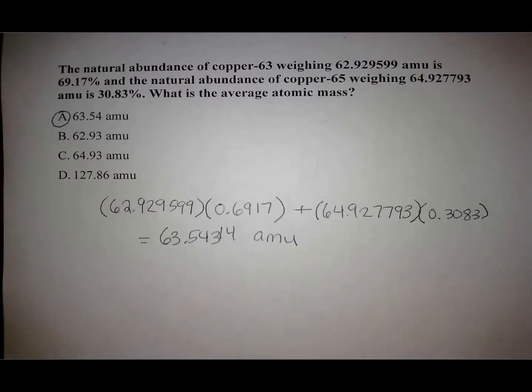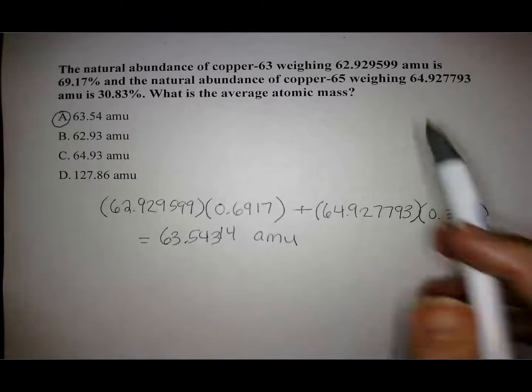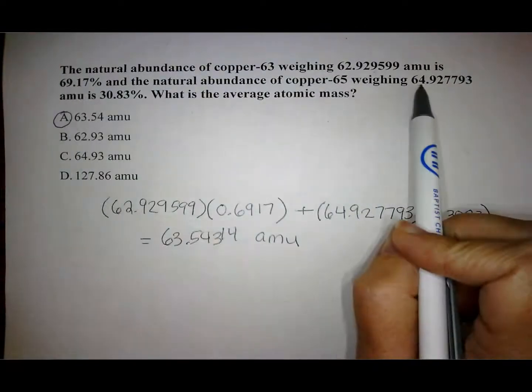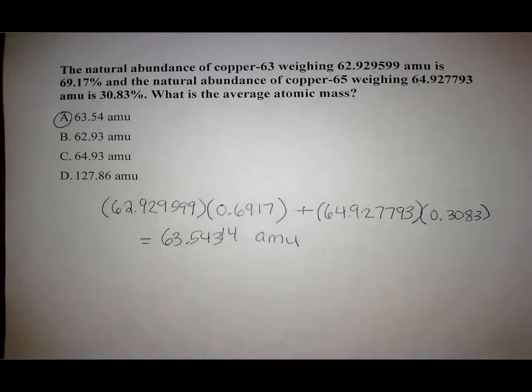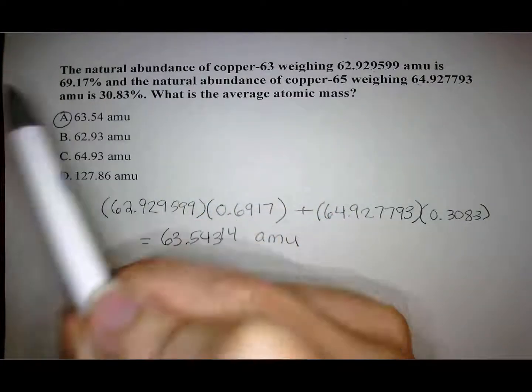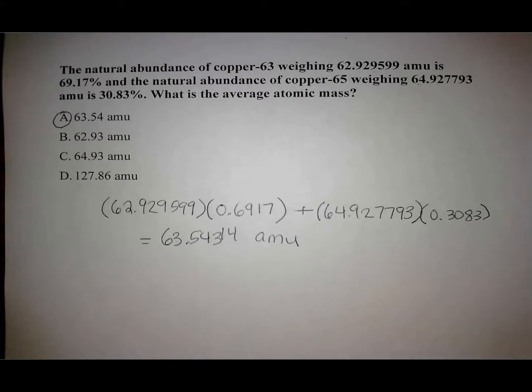63.54. Notice this is a weighted average, not your traditional average. We're not taking our two masses of 62.929599 and 64.927793, adding them up and dividing by 2. Do not do that. That would essentially be weighting them each 50%. But we need to weight them according to their abundances so that we can get the correct weighted average atomic mass.